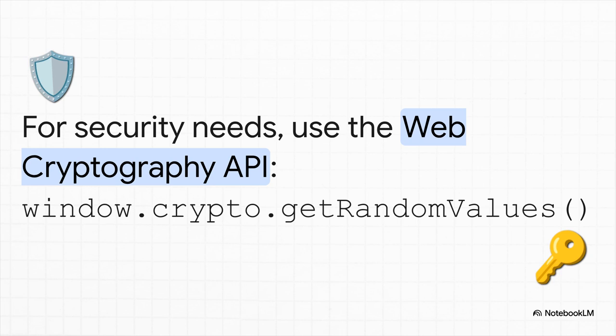The Web Cryptography API, specifically window.crypto.getRandomValues. This is designed from the ground up for security. It doesn't just run an algorithm. It actually taps into the operating system's own sources of entropy, things like tiny variations in your mouse movements and network timing to generate truly unpredictable values.